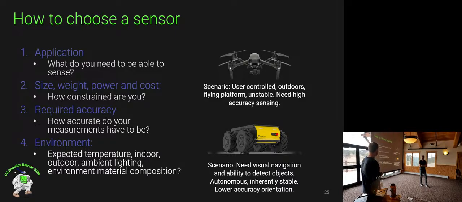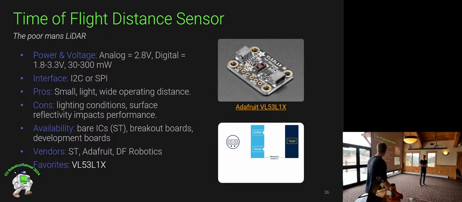Versus the Husky robot, you might need visual navigation and SLAM. You might need some sort of depth sensor, RGB camera, in order to detect objects, things of that nature. It has to be potentially autonomous, like on a naval vehicle, for example. So this is inherently stable, so you might need really accurate IMUs for orientation and things like that. You have to think about the trade-off between those. So we'll just go quick through this. Time of flight sensors, also referred to as TOFs, are kind of like a poor man's LiDAR.